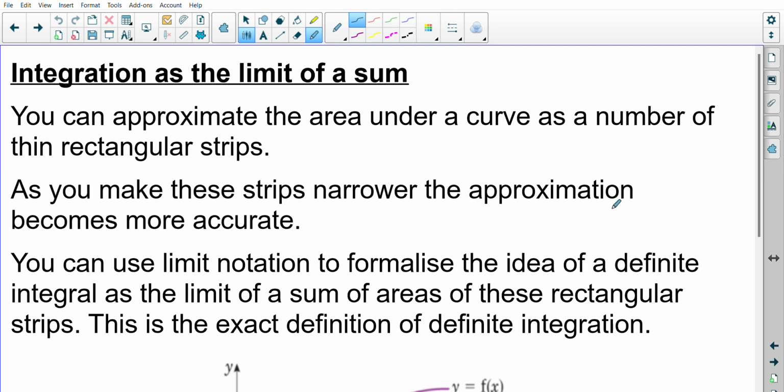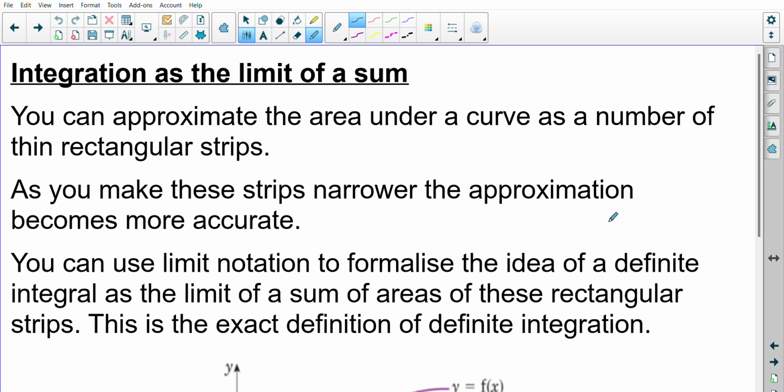In this video we're going to be looking at integration as the limit of a sum. And I'll just read what it says. You can approximate the area under a curve as a number of thin rectangular strips. This is going to be a similar concept to the trapezium rule, if you've seen and worked through the trapezium rule. But rather than using trapezia, we're thinking about rectangles.